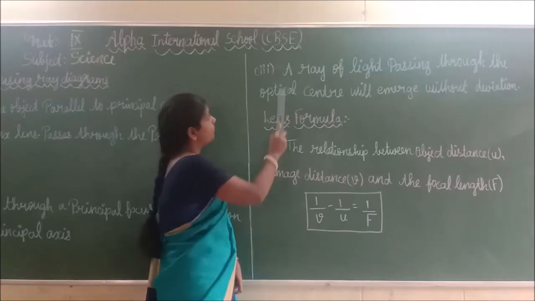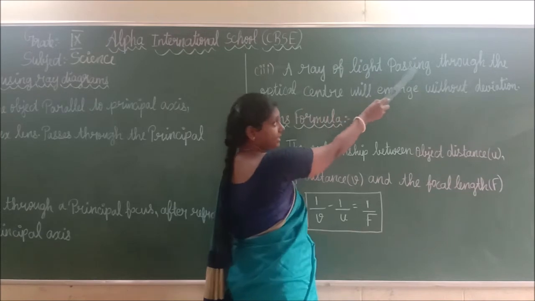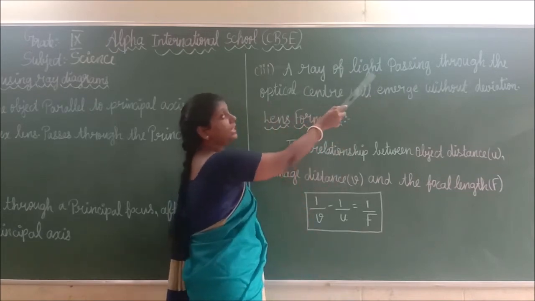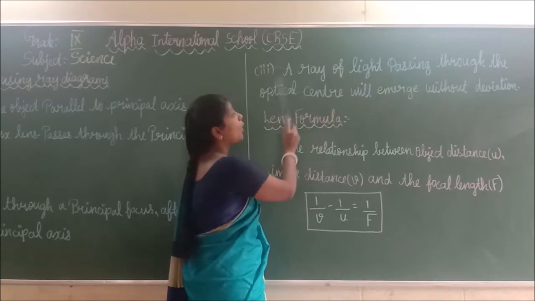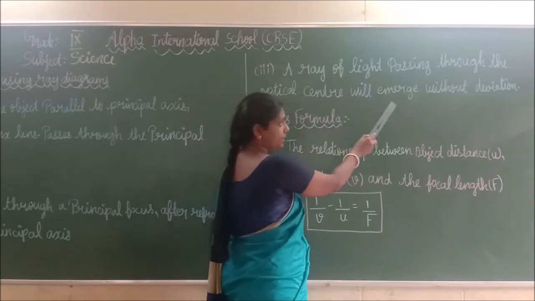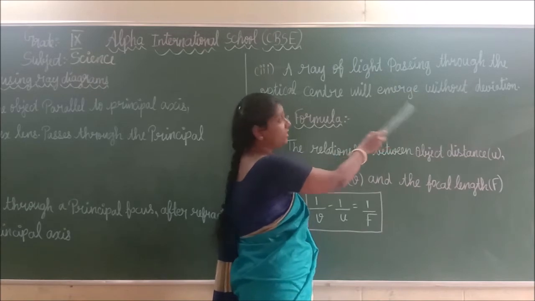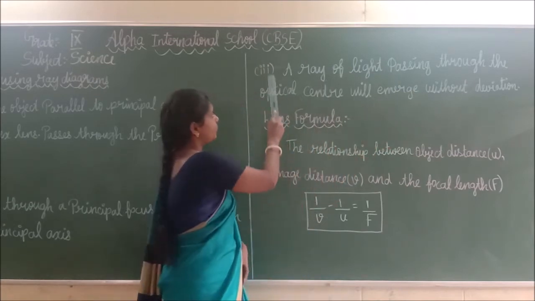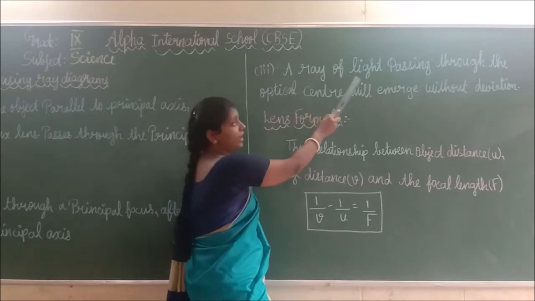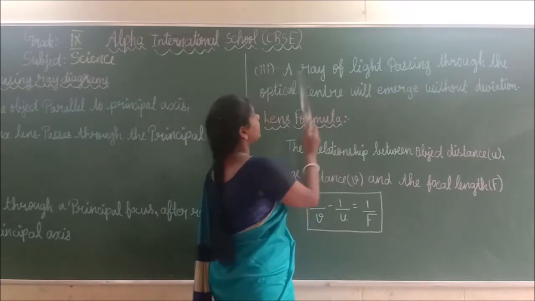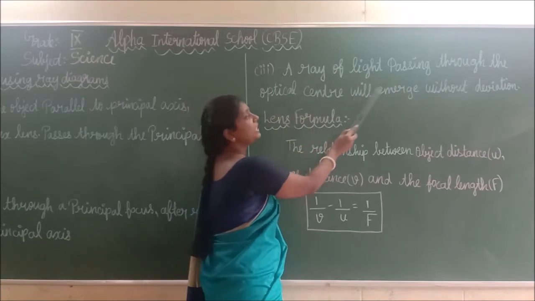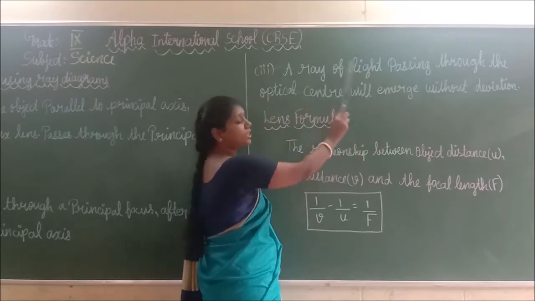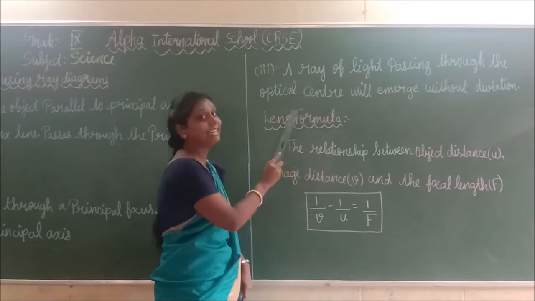Next, third rule: a ray of light passing through the optical center will emerge without deviation. This is the third rule of image formation by lenses. What is the third rule? A ray of light passing through the optical center will emerge without deviation. You understand?